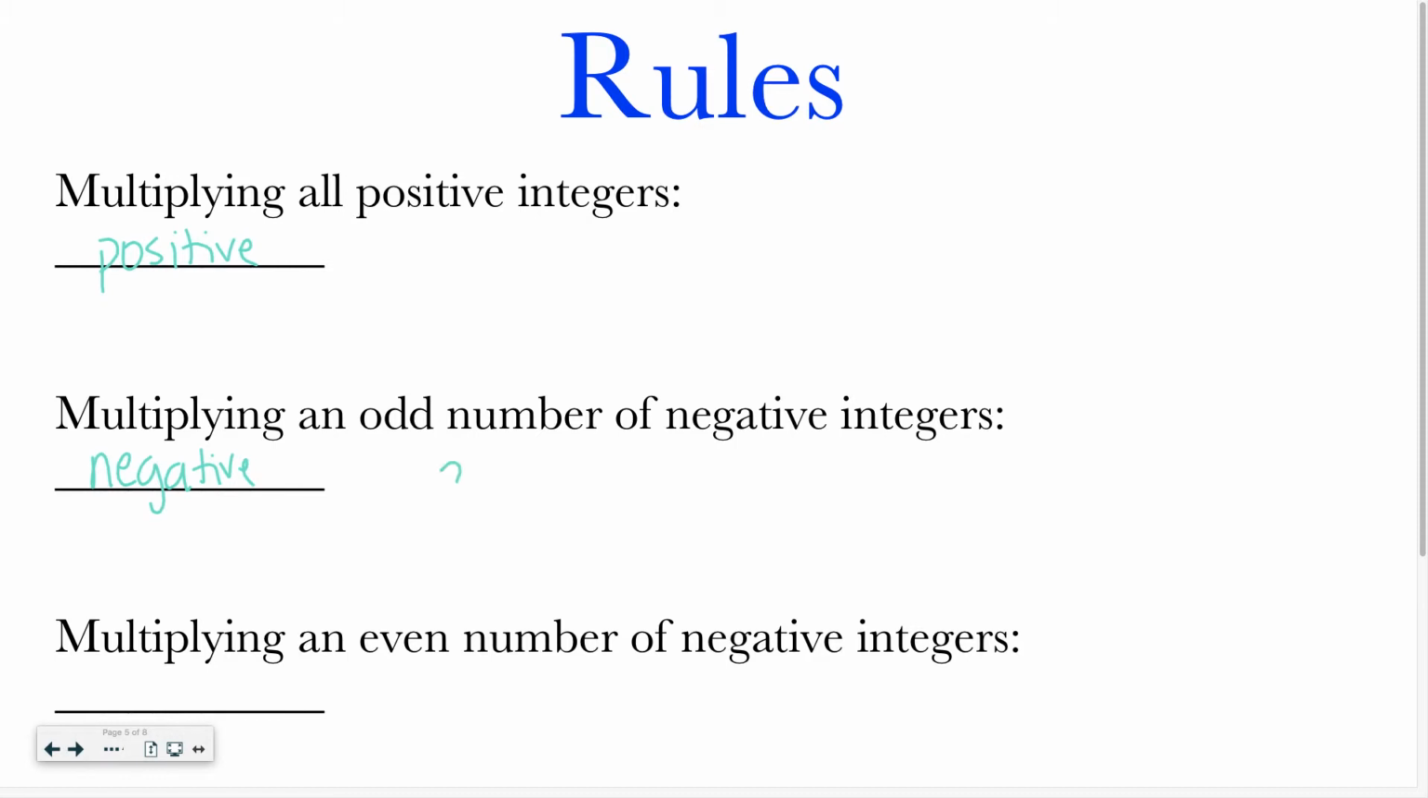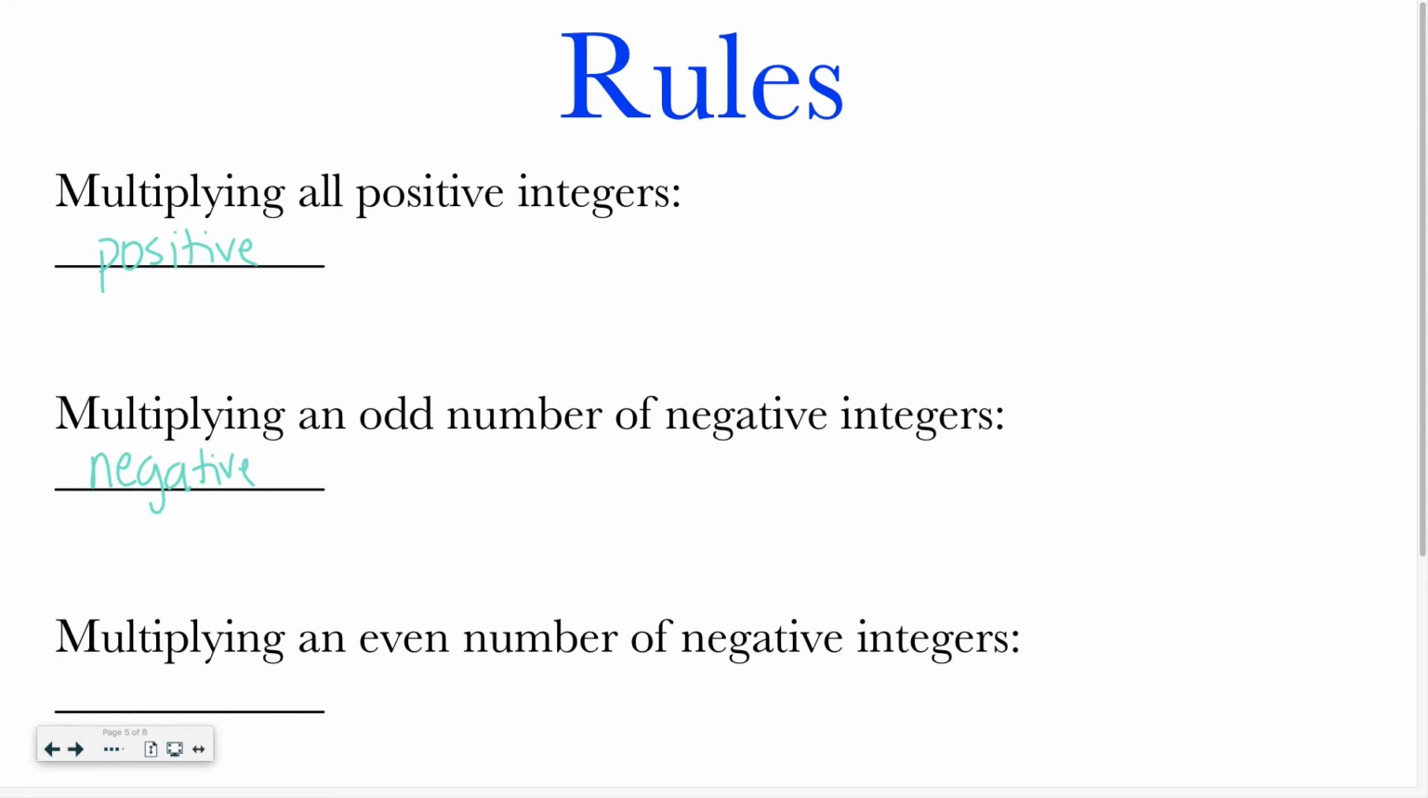So if I did 2 times negative 3 times negative 4 times negative 7, I have 1, 2, 3 negatives. That means my final answer would be negative. Okay? If there's an odd number of negatives, then your answer is negative.